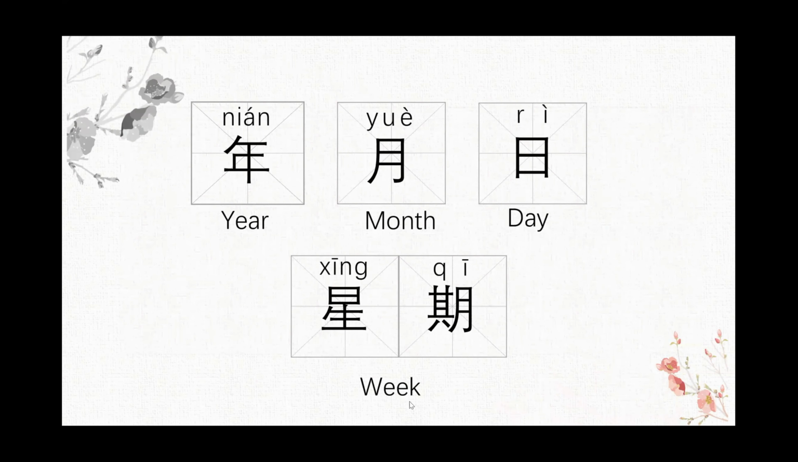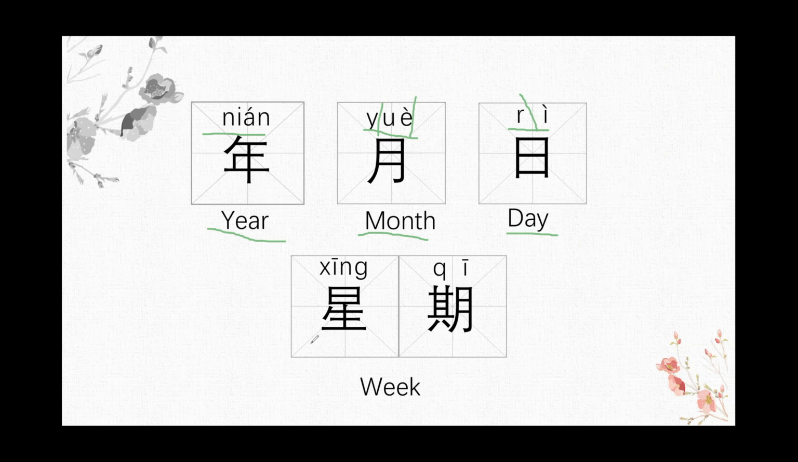I mentioned before, we have to know 4 words if you want to know the date. So the first word you will know is nián. Nián means year. The second one is month. We call it 月. Yue. The last one is day. Day in Mandarin we call it 日.